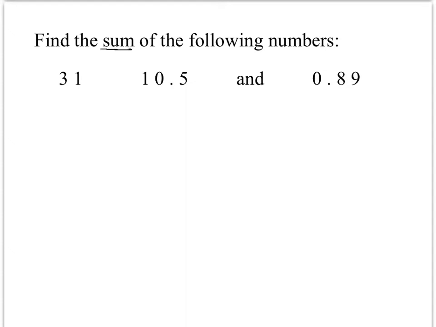Okay, here we find the sum of the following numbers. Well, like we said previously, the sum means add, so we're going to add these three numbers. We're going to add 31 plus 10.5 plus 0.89. Now, a way to do this is you've got to line the decimals up. So how about we start lining decimals up right now? We've got three numbers, and each one of them has a decimal. Let's just line the decimals up.